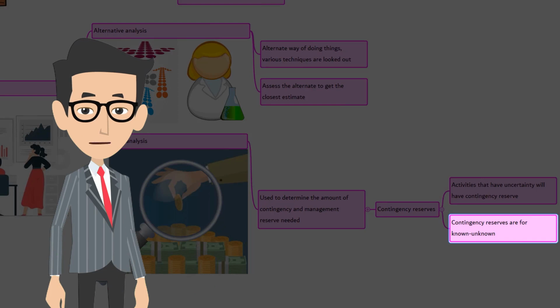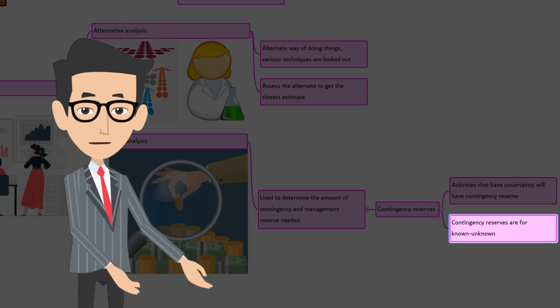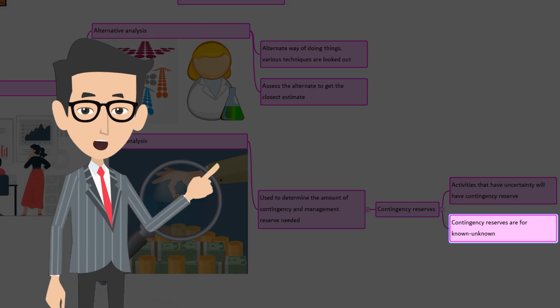Contingency reserves are for the known unknown. Here, known represents the risks that are known and the unknown represents the level of its impact. Let's say, for example, for an activity, we know that there will be some rework, but we don't know the amount of rework. Contingency reserve may be represented in percentage or as work periods.